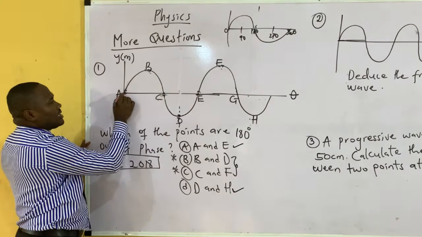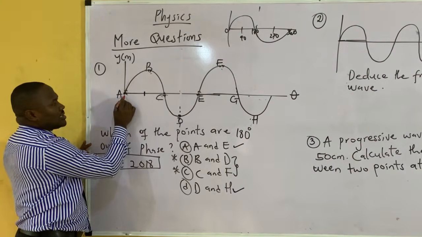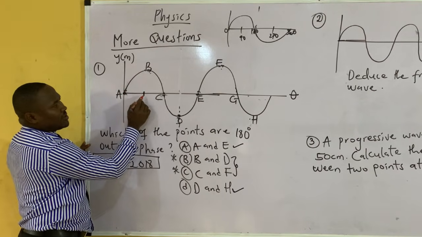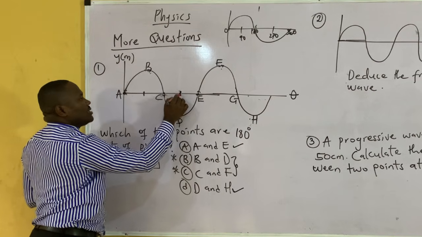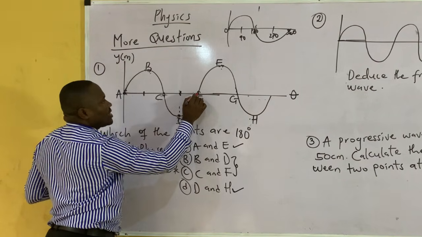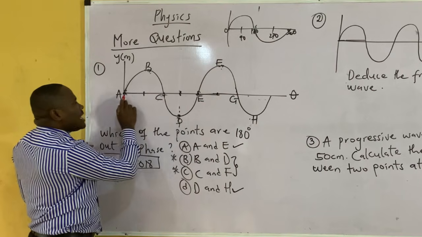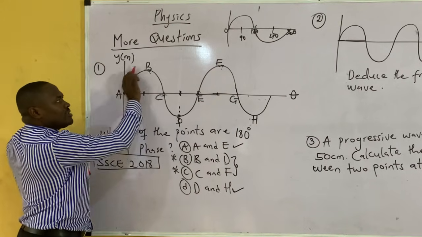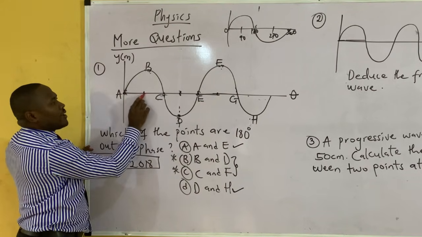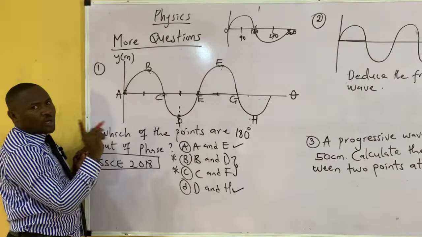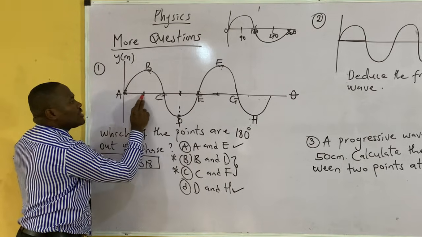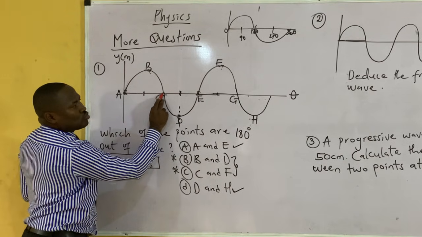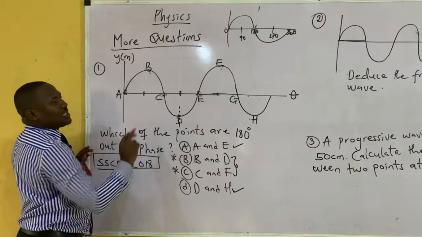Now remember, here to here is 90 degrees. Here to here is 90 degrees, and so on. So in every half a circle, we have 2 times 90 degrees, which equals 180 degrees. In every one circle, we have 4 times 90 degrees. 1, 2, 3, 4, which makes it 360 degrees.